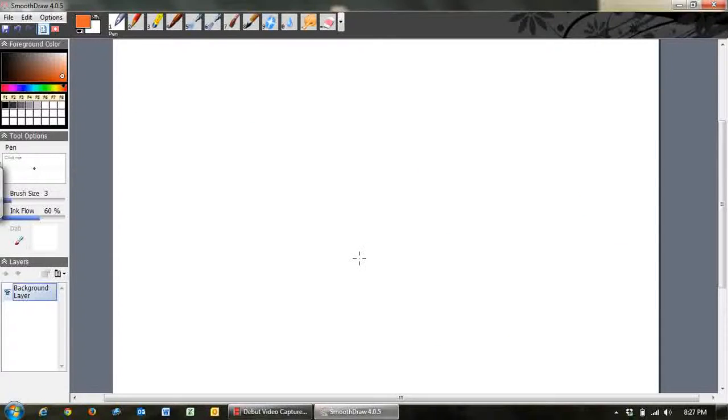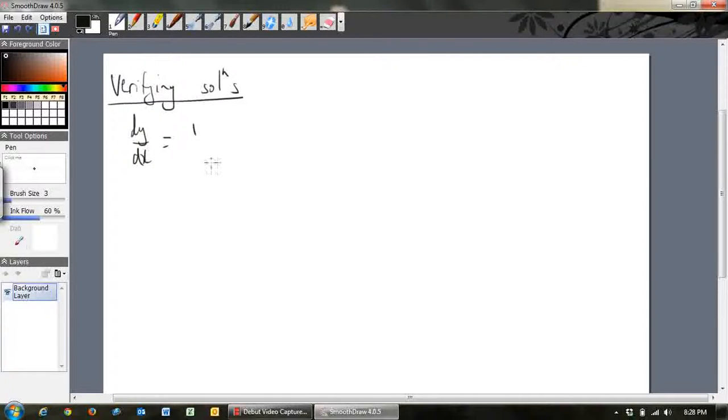Okay, so now we're going to get into verifying, and I think I'll just do one example of this. Verifying solutions. What verifying means is to check. And so you might get a question that might be something like this. If we've got dy/dx is equal to 1 over y, and we're told that the solution is y equals the square root of 2x plus c.